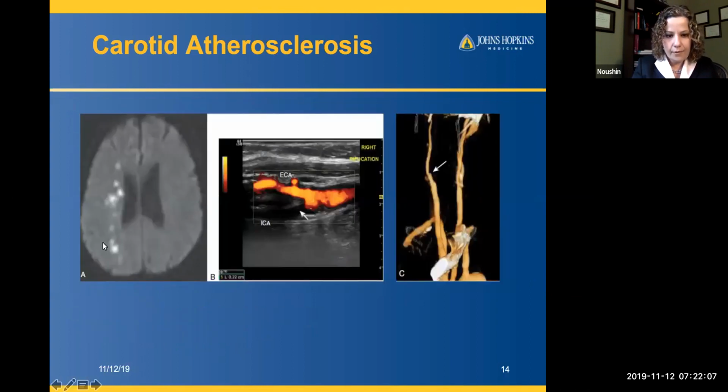This is an example of carotid atherosclerosis resulting in ischemic infarct. This is the classic look of watershed or borderline infarcts in the right internal carotid artery distribution. And this patient had complete occlusion of the right internal carotid artery on ultrasound, and this is the CTA image that was reformatted. You see complete occlusion.